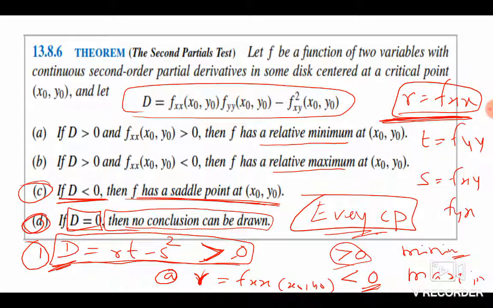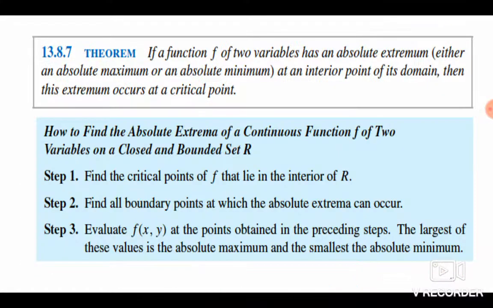Okay, what's the first step? Find d, the discriminant. If this is positive, check the sign of r. If it is positive, then you get a minimum. If it is negative, you will get a maximum, right? If the d value is negative, the point is called a saddle point. If the d value is equal to 0, then this method fails. Okay. Next.